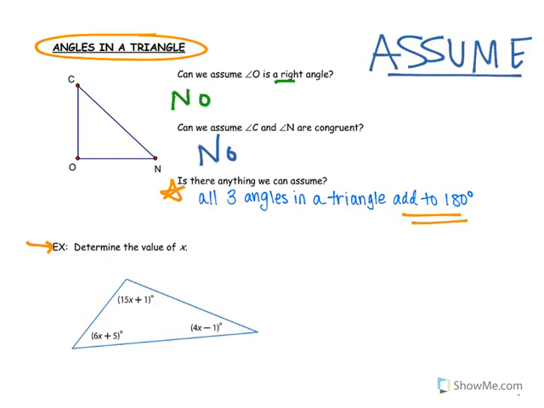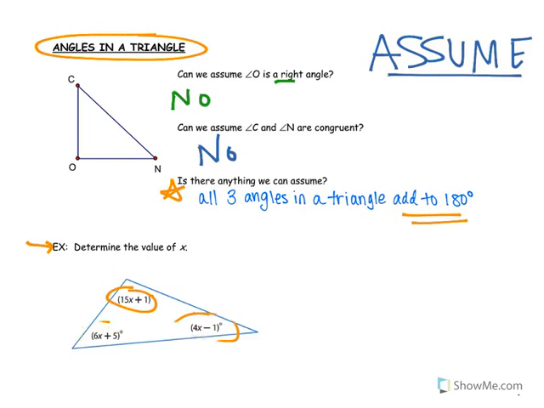It says determine the value of x. All I have to do is look at this picture and think, how do I figure this out? I have no tick marks. I have no angle measurements to go off of, but I do have the fact that this is a triangle, and I have expressions for all three angles. And what do we know about all three angles in a triangle? We know that they add to 180.